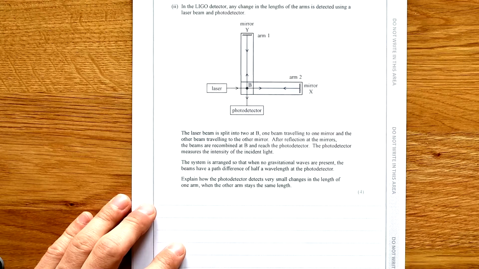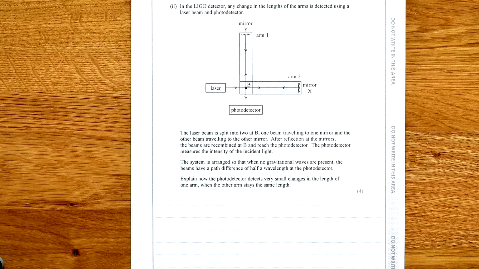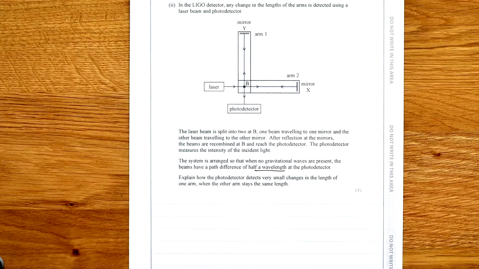Part 2. In the LIGO detector, any change in the length of the arms is detected using a laser beam and a photodetector. The laser beam is split into two at B, one beam travelling to the mirror, and so on, and then they're recombined, so very similar to the Michelson-Morley interferometer. The photodetector measures the intensity of the incident light. The system is arranged so that when no gravitational waves are present, the beams have a path difference of half a wavelength at the photodetector.